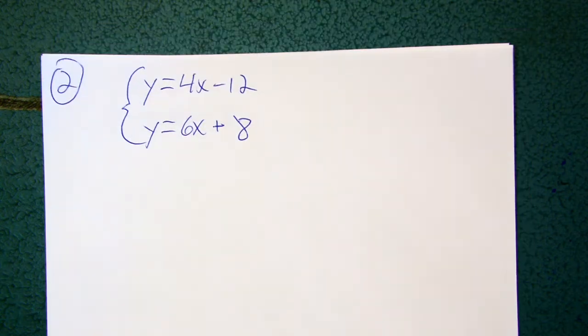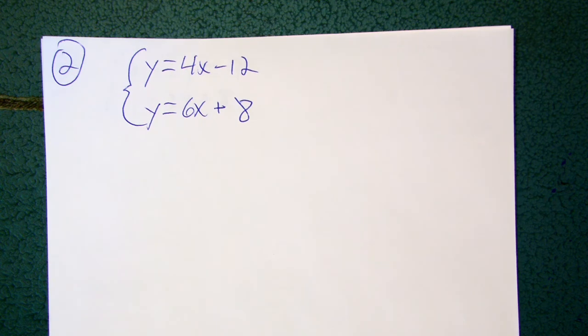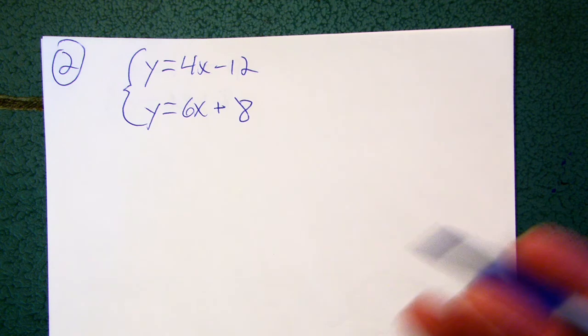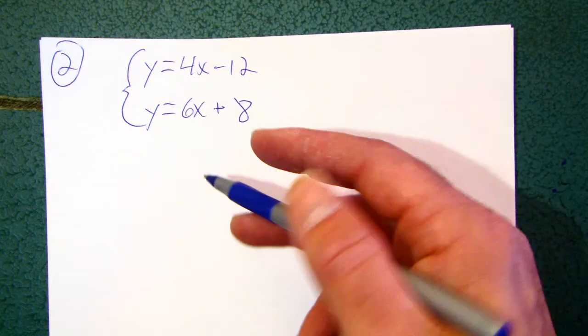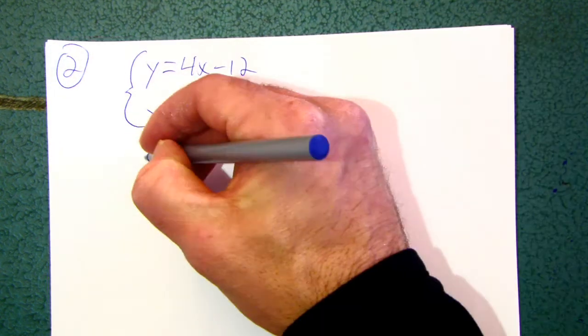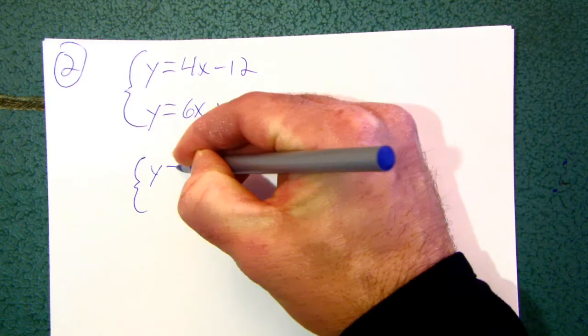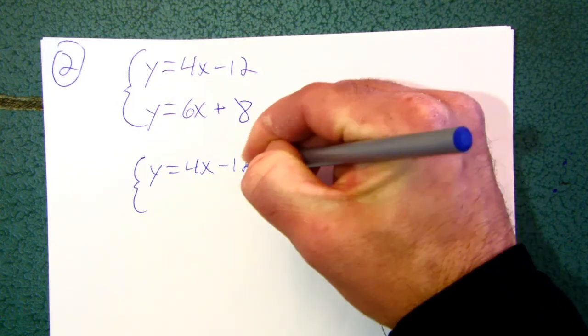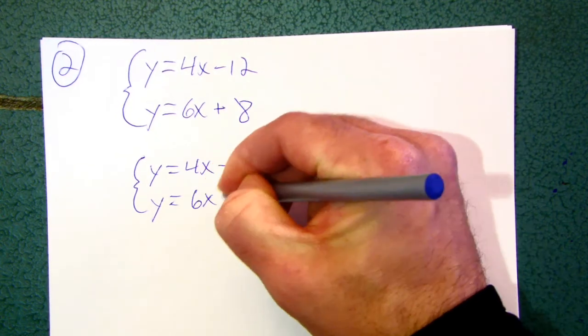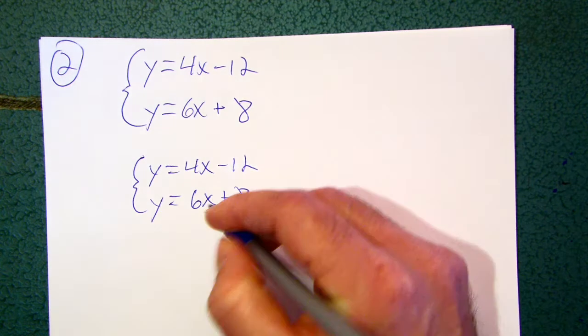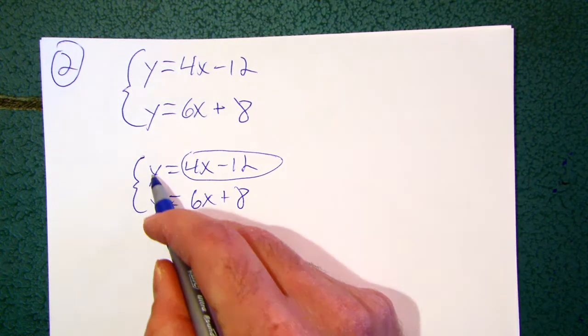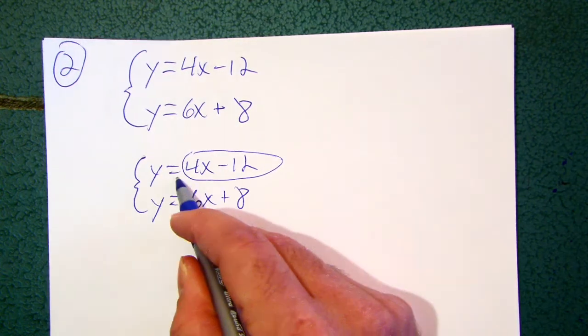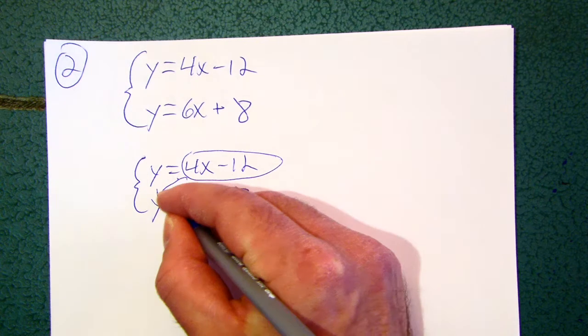All right, so the next one's a pretty similar problem to what we just did. We have y equals 4x minus 12 and y equals 6x plus 8. It's the same kind of theme here. We're trying to find an xy pair to make both true. A little bit more work here. But again, it's going to be the same deal. We have y equals 4x minus 12 and y equals 6x plus 8. So again, y and 4x minus 12 are equivalent. We said they're equal to each other. So I can put that 4x minus 12 in for y right there.